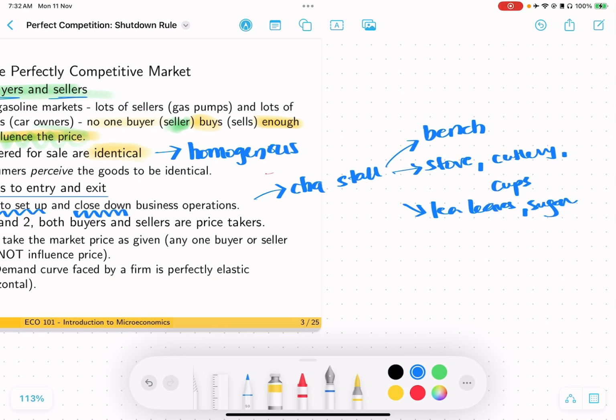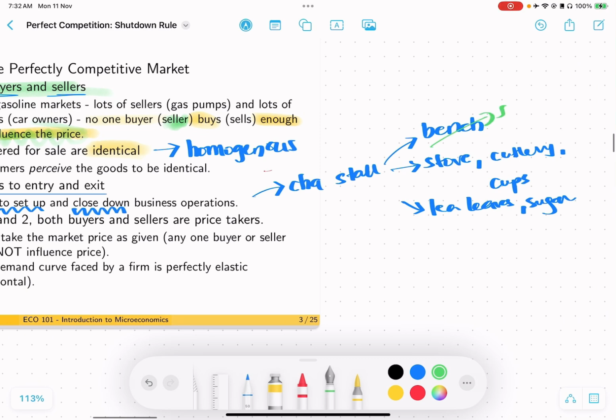And at the same time, if the tea stall owner was like, hey, you know what, this is not profitable, I don't want to continue in this business, it is very easy for them to close things down. All they would have to do is sell the bench or give it to the next guy who wants to set up there, take the stove home or sell it. Same, just take the cutlery home, take the cups home, or just sell them, right? And then business over. It's very easy to exit.